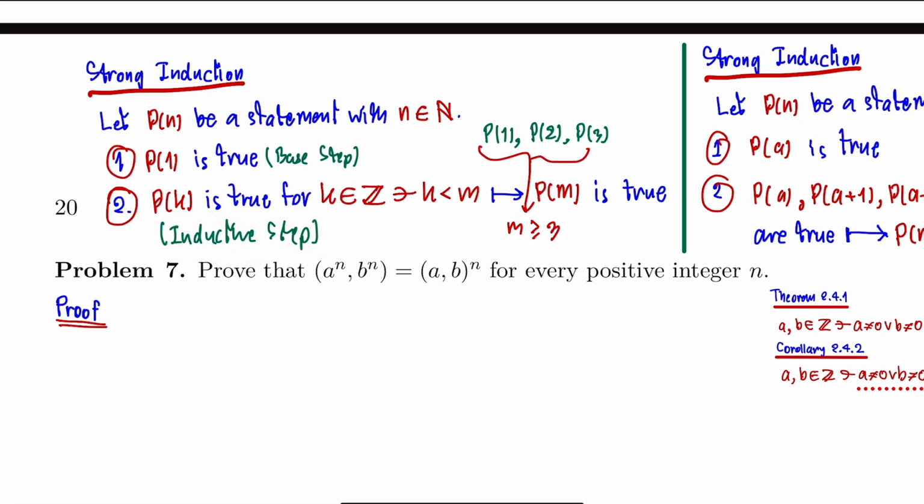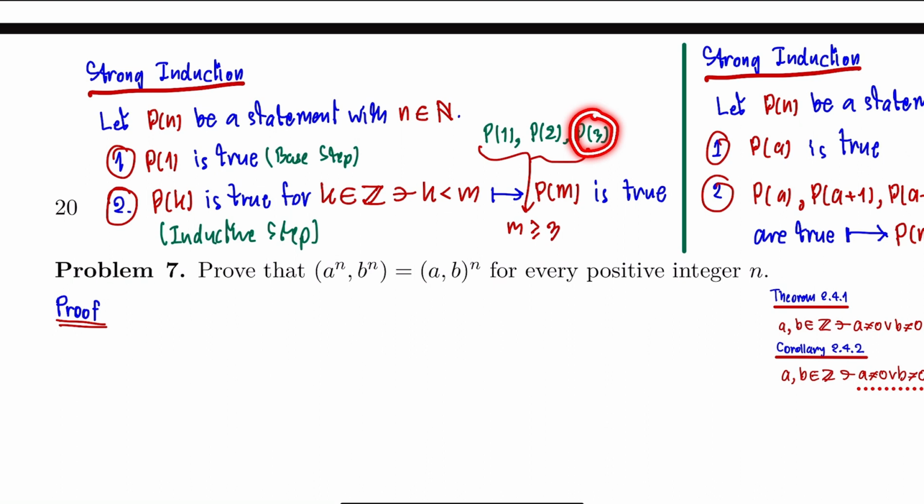You have to assume that P(k) is true for all integers k such that k is less than or equal to m, and try to show that P(m) is true. If you are not sure what to do with this m, you may try to show that P(1) is true, P(2) is true, P(3), P(4), P(5), and so on. And you may stop at some point. Let's say you stop at P(3).